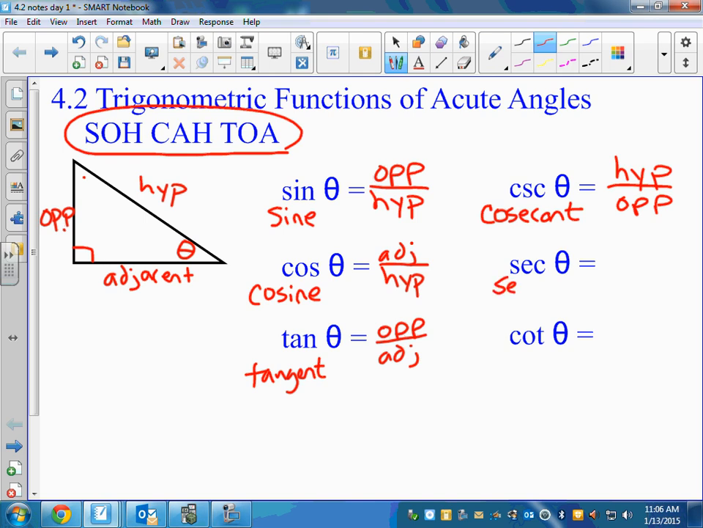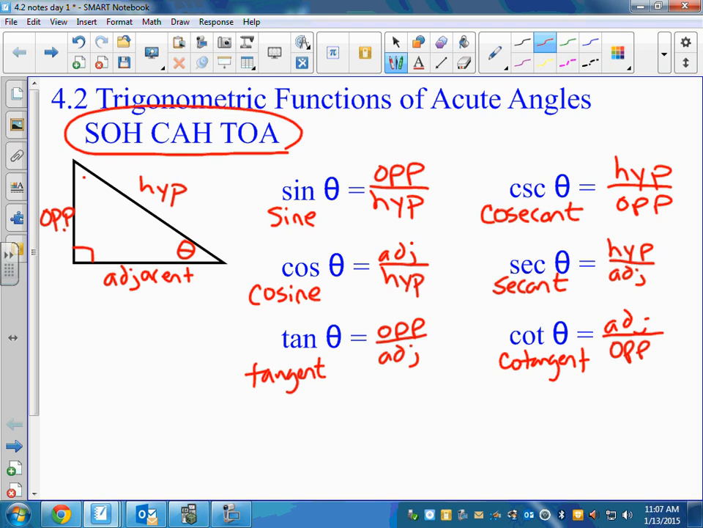Secant is the reciprocal of cosine, so it is hypotenuse over adjacent. And the easiest one to remember is cotangent, that it goes with tangent. And it is adjacent over opposite.